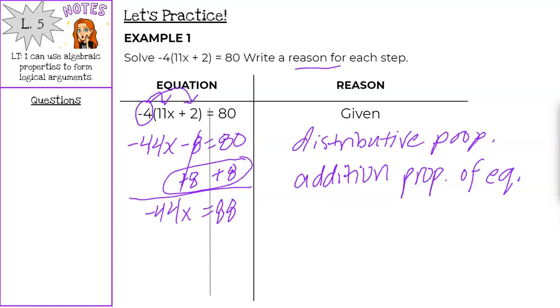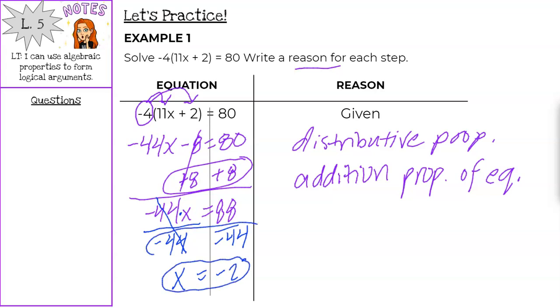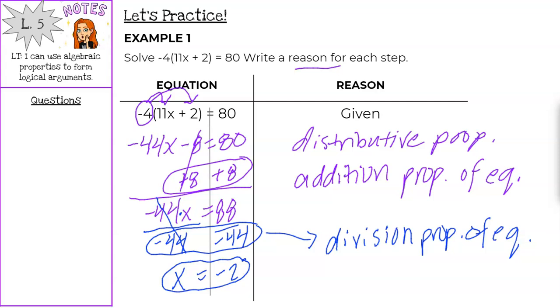The last step is to get x all by itself. If we undo that multiplication with division, we divide by -44 on both sides. -44 divided by itself is 1, so we're left with 1x equals 88 divided by -44, which is -2. The reason we can divide both sides by the same number is the division property of equality. So that is how you can use the algebraic properties of equality to justify solving an equation.